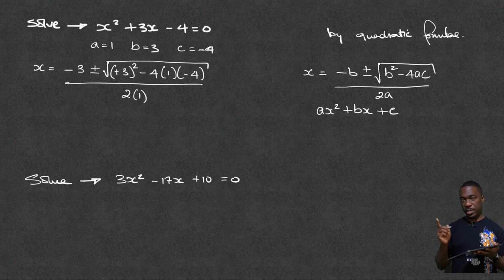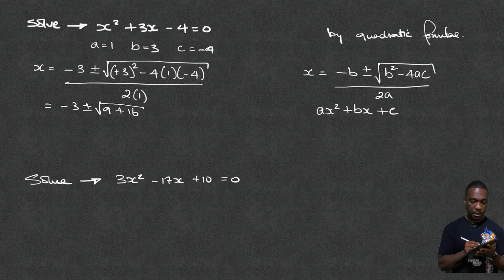So let's make sure we check all the numbers. 3, yes. B squared, yes, perfect. Take away 4, times a, which is 1, times c, which is negative 4, all over 2a. I'm good. I think it's good. Let's go. And now we start working stuff out. So this becomes negative 3 plus or minus the square root of, let's do it a bit at a time. 3 squared is 9, add 16, all divided by 2.